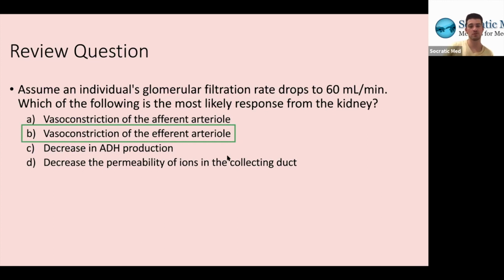But just based on what we talked about before, you should know that vasoconstriction of the efferent arteriole actually causes an increase in pressure in the glomerulus. So an increase in hydrostatic pressure is going to bring the glomerular filtration rate up. So out of all 4 of those, the most likely response from the kidney in order to return GFR to normal would be vasoconstriction of the efferent arteriole.